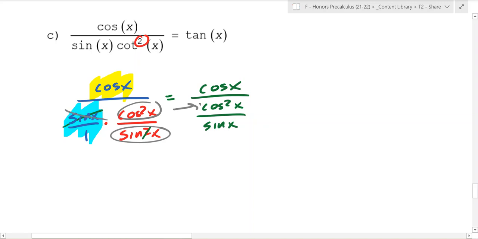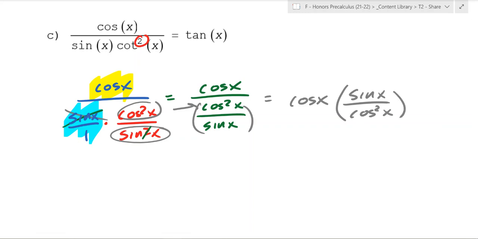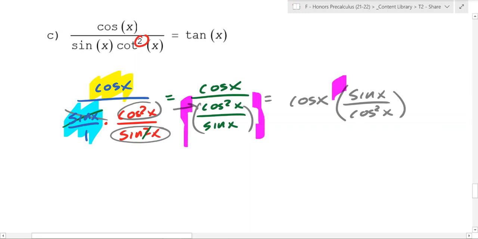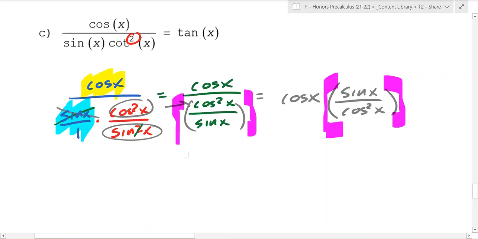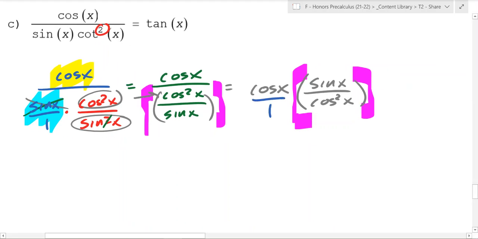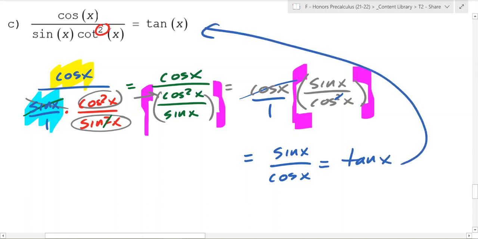Now, dividing by a fraction is the same thing as multiplying by the reciprocal. So this is going to be cosine x times sine x over cosine squared x. So that's this one right here. The reciprocal is right there. So this cosine, you can think of it as over 1. So what cancels? That cosine cancels with one of the squareds, leaving you with sine x over cosine x. And that's, by definition, tangent x, which is what we wanted to end up with.